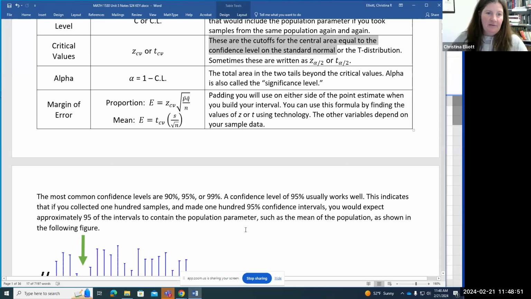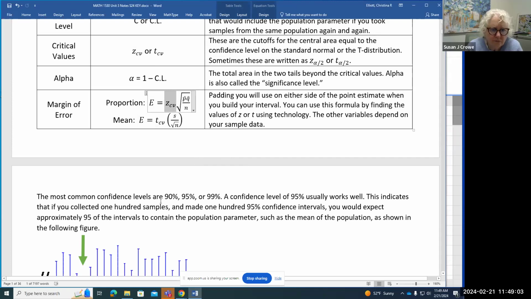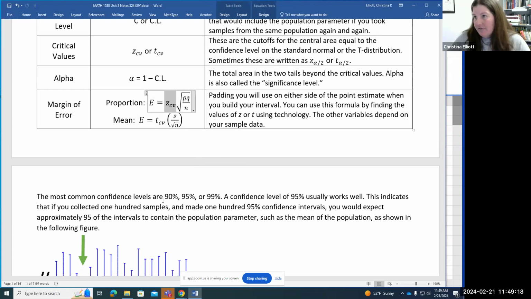So I'll say just a little bit more about these critical values. If I needed to find this Z value that's in that margin of error formula, the most common confidence levels are 90%, 95%, or 99%. Those are just the common ones, but I could have a 98% confidence interval, or an 80%. No big deal. And if I wanted to find that critical value, the central area, then I could use the normal calculator.